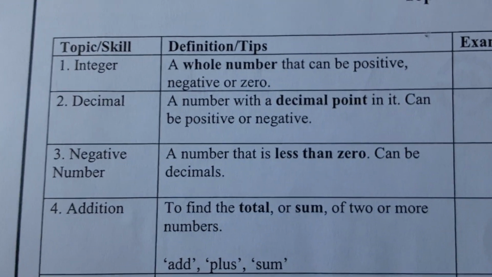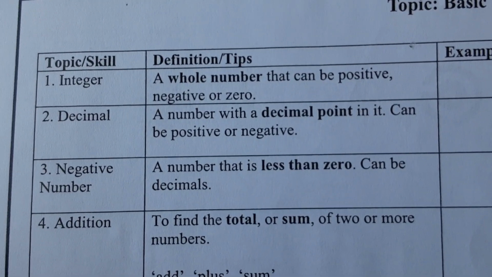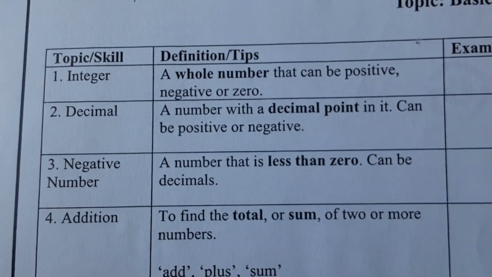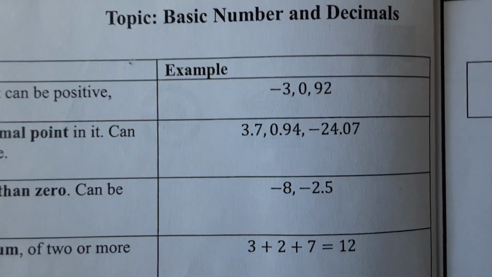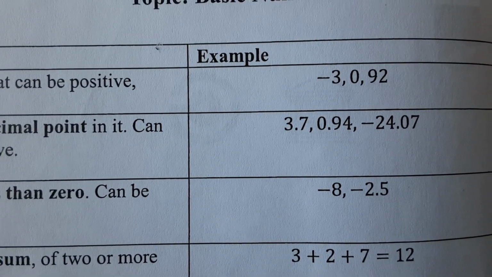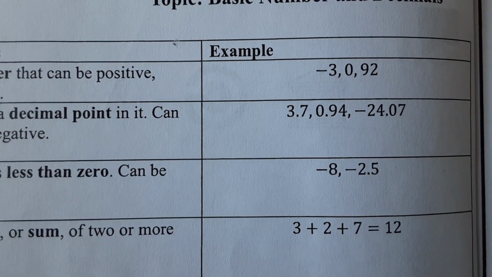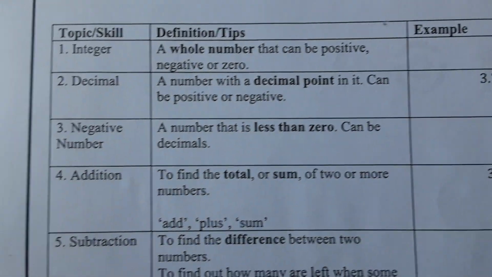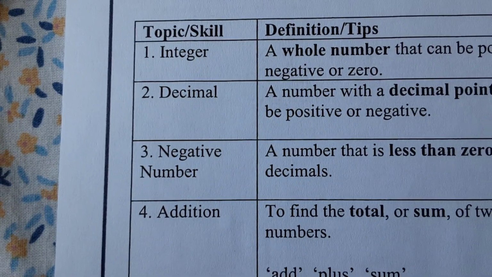So for example, 2 wholes, that is an integer because it's a whole number. 2 wholes and 1/3. The 1/3 is a fraction, and the integer is the 2, okay? So for example, -3, 0, or 92, they are all integers because -3 is an integer even though it is a negative, 0 is an integer because zeros are integers, and 92 is also an integer. Perfect. Let's move on.